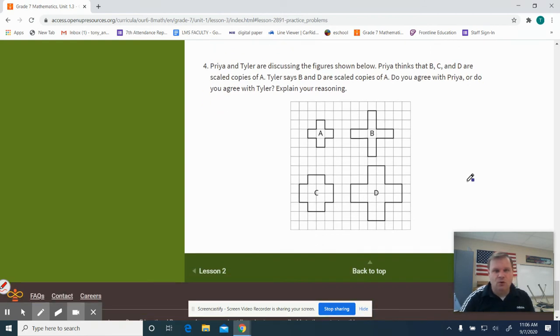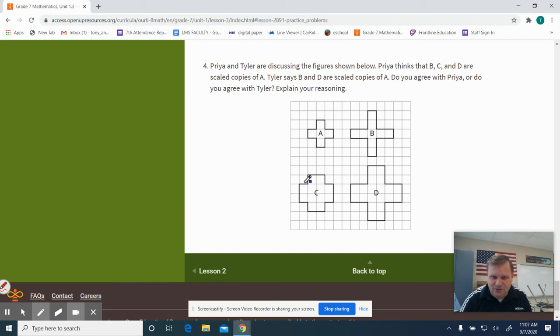On question number 4, Priya and Tyler are discussing the figures shown below. Priya thinks that B and C and D are scale copies of A. Tyler says B and D are scale copies of A. Do you agree with either of them? Well, actually, if you look at what we've talked about with scale copies, none of them are. I don't think either Priya nor Tyler is correct because you can't find a scale factor in any of these.